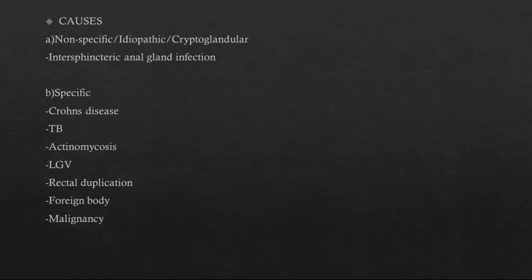So what are the causes? Here also, as I told you in anorectal abscess, there are two etiologies. Number 1 is the cryptoglandular and the non-cryptoglandular or specific causes. Here also in fistula in ano, the causes are non-specific, idiopathic, or cryptoglandular. This is the most common cause. Specific causes are not common. The most common cause for fistula in ano to develop is the cryptoglandular theory, the non-specific cause or idiopathic. What happens is there will be intersphincteric anal gland infection.